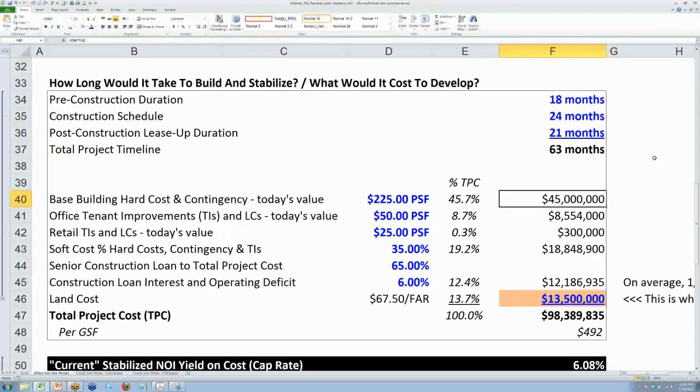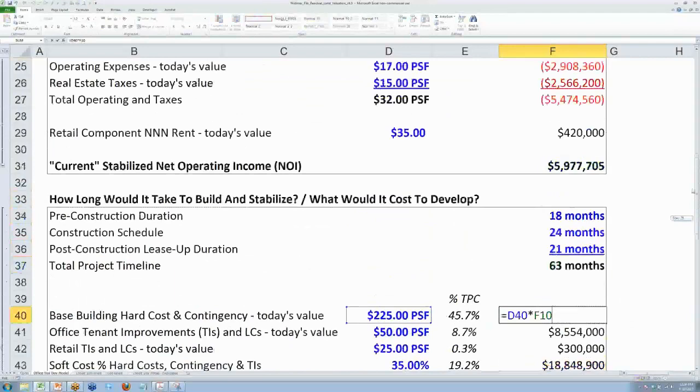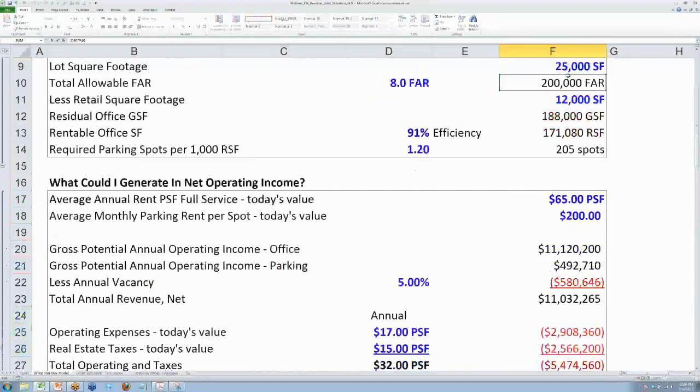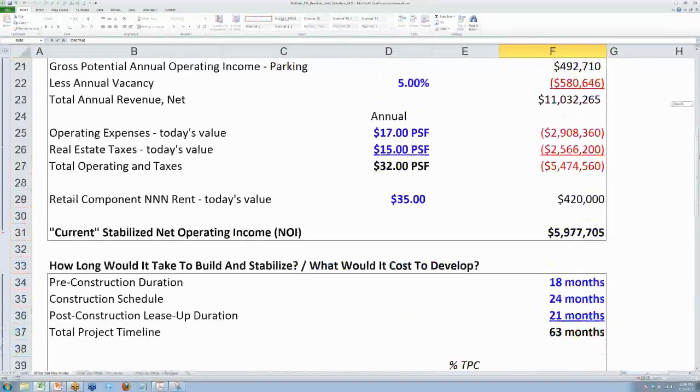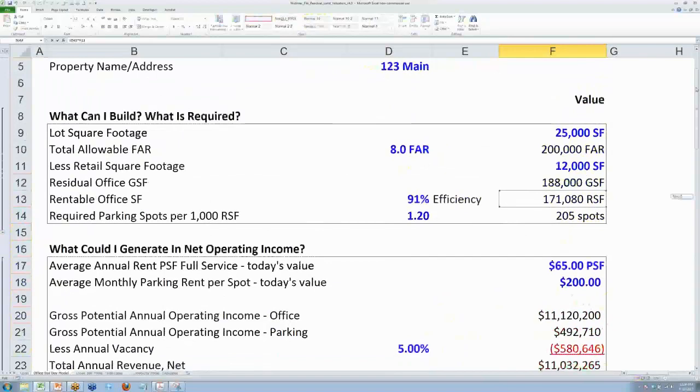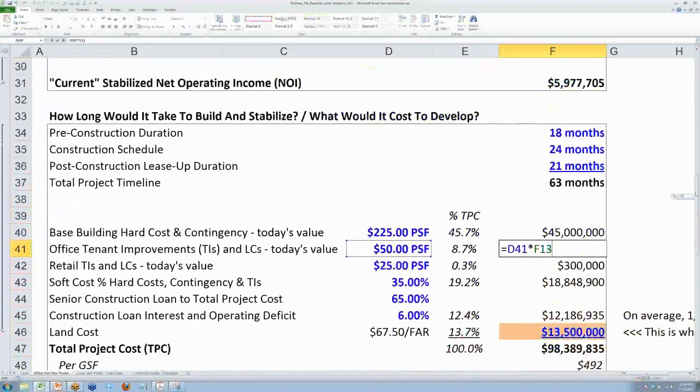Now let's go to the hard costs. Let's say we know a rule of thumb for this type of building in our geography is $225 a square foot for the hard cost for an office building. So we multiply that by the 200,000 above grade. And then for tenant improvements, we can't forget those. We're going to multiply that assumption by our rentable square footage up here. And we do the same for retail.